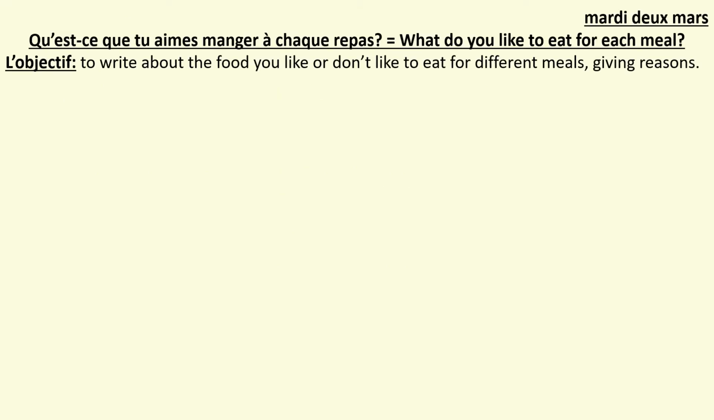As always, Year 8, copiez la date, copy the date in French and neatly underline it in the top right hand corner. Then on the second line down, in the middle of your page, write down the title in French, Qu'est-ce que tu aimes manger à chaque repas, which is what do you like to eat for each meal. And then write down the objectif, l'objectif, to write about the food you like or don't like to eat for different meals, giving reasons. Pause to do that now, press play to do the do now.